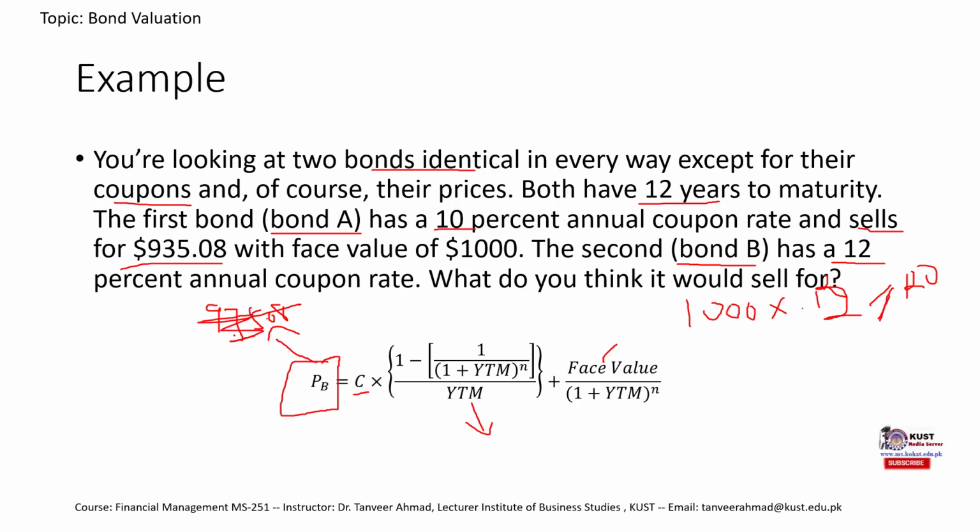So we need to find the intrinsic value of bond B, and for that we have all the elements except for the YTM. So if we somehow get the YTM, then we would be able to calculate the selling price or the intrinsic value of bond B. Now, how do we get the YTM? We need to follow a two-step procedure.